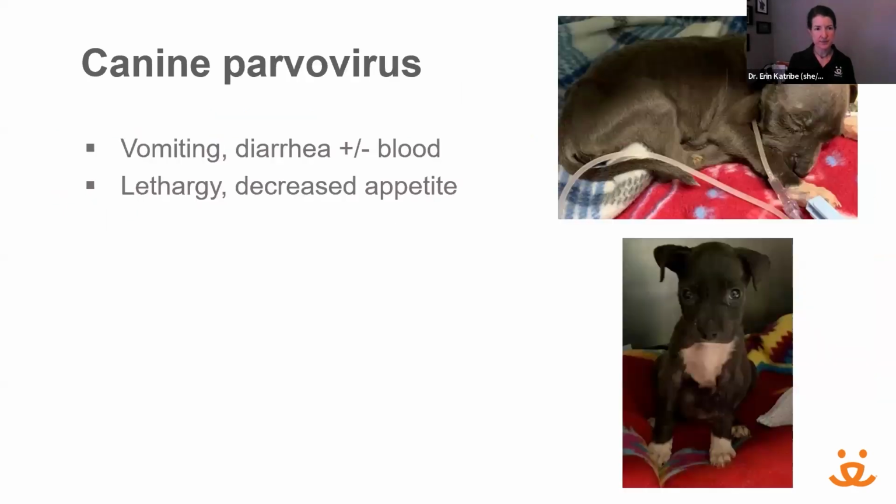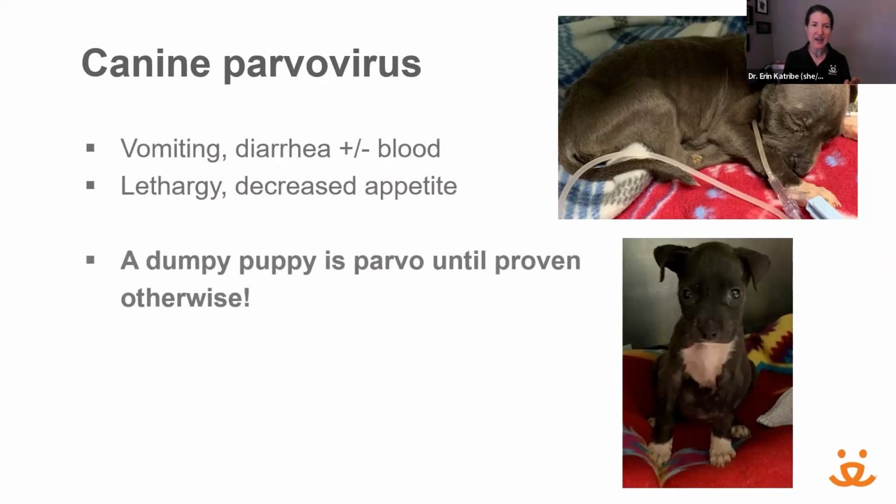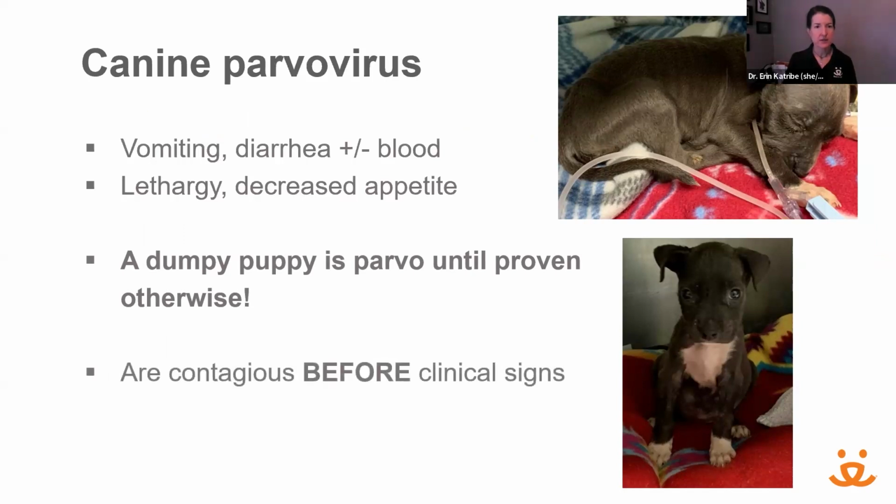All right, parvo. Classic signs are vomiting and diarrhea, sometimes with blood, but maybe it's just lethargy or decreased appetite. And for me, any quiet or dumpy puppy is parvo until proven otherwise, so my bar for testing is very low. Any puppy that's just quiet, we want to think about parvo; it has to be on our list.